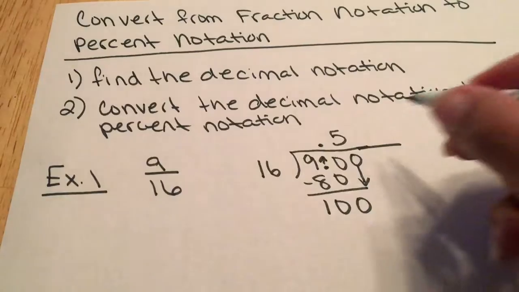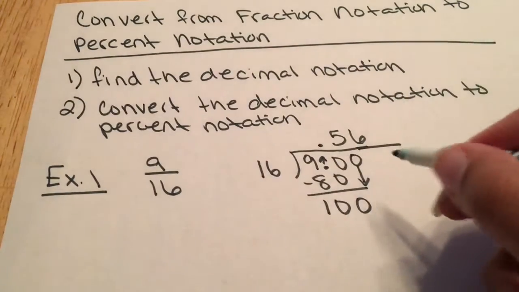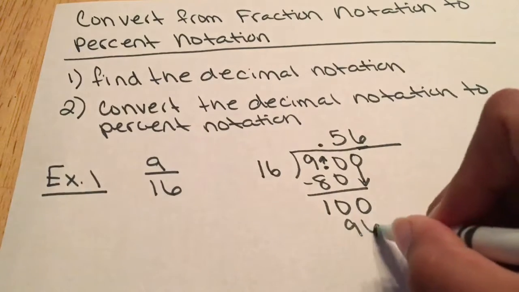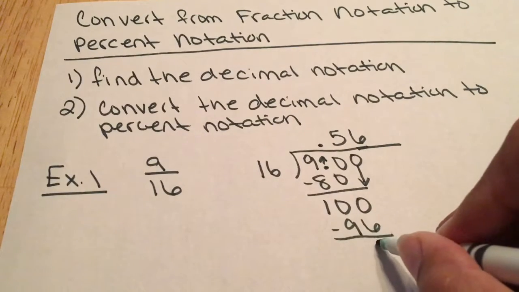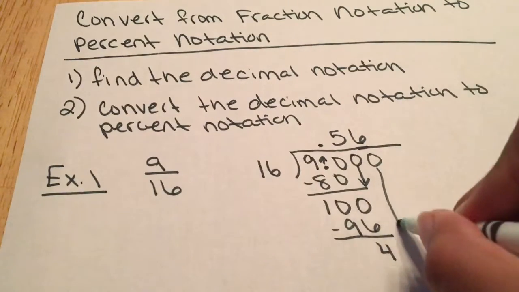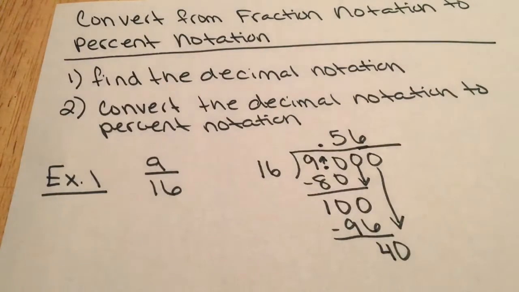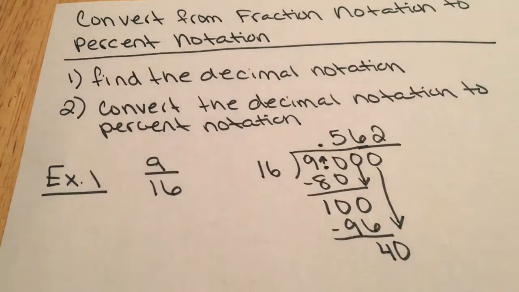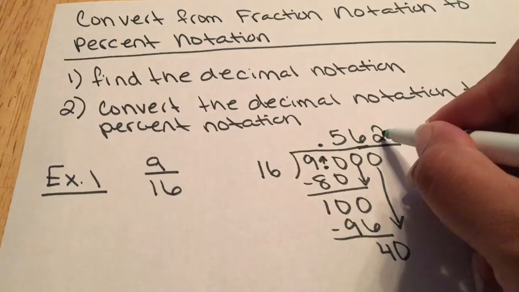16 goes into 100 6 times. 16 times 6 is going to give us 96. 100 minus 96 gives us a remainder of 4. So I'm going to, again, have to add one more 0. 16 goes into 40 2 times. So far it's not ending, it's not repeating, so I'm going to take it out just a little bit further.